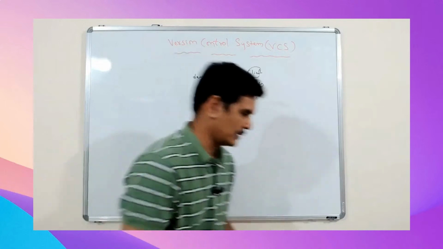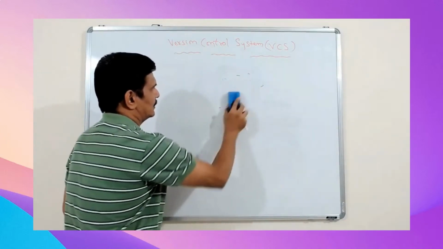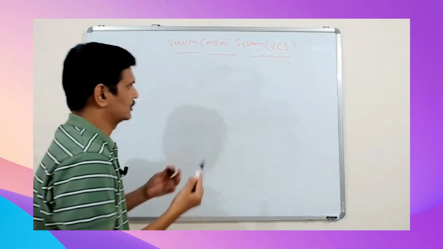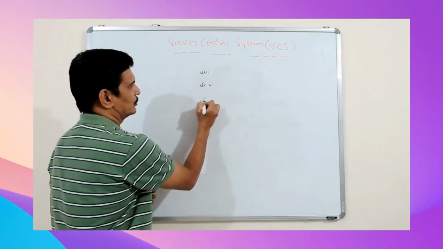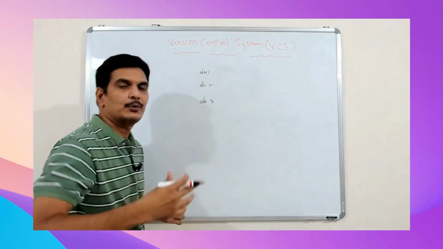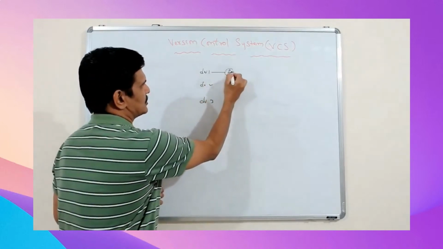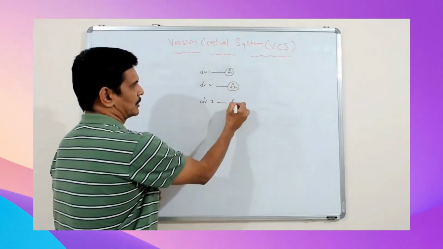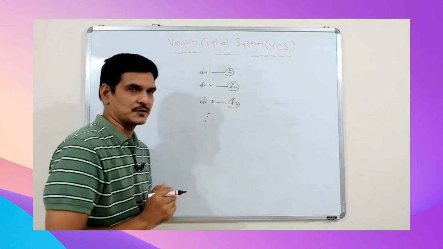I'll show you one more example. Let us say I have multiple developers: developer 1, developer 2 and developer 3. Multiple developers are working on multiple features. One developer is working on one feature, another developer is working on another feature, and another developer is working on some other feature.